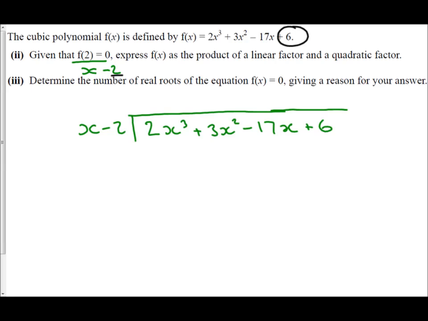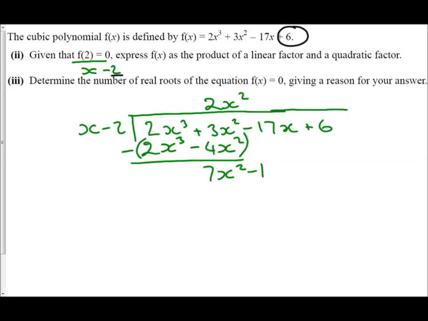So I'm going to say, what do I need to multiply x minus 2 by to get 2x cubed? Well, that's going to be 2x squared. So I get 2x cubed minus 4x squared. And I'm going to subtract it, being very careful with my signs, and that's going to give me 7x squared. I drop down my minus 17x. I'll say, what do I need to multiply x minus 2 by to get 7x squared? Well, that's going to be plus 7x.